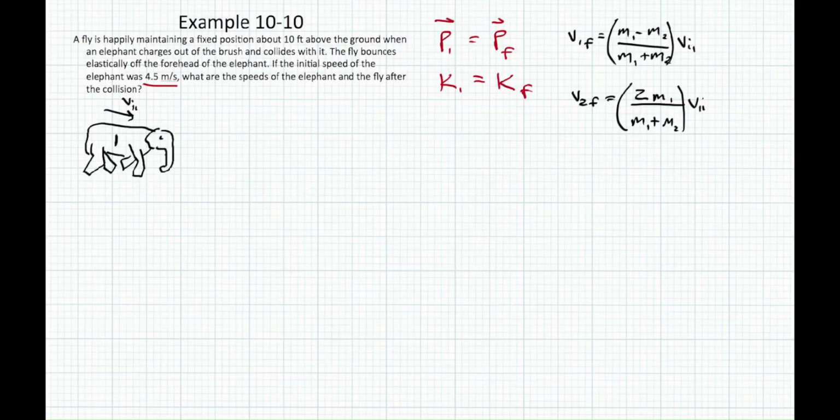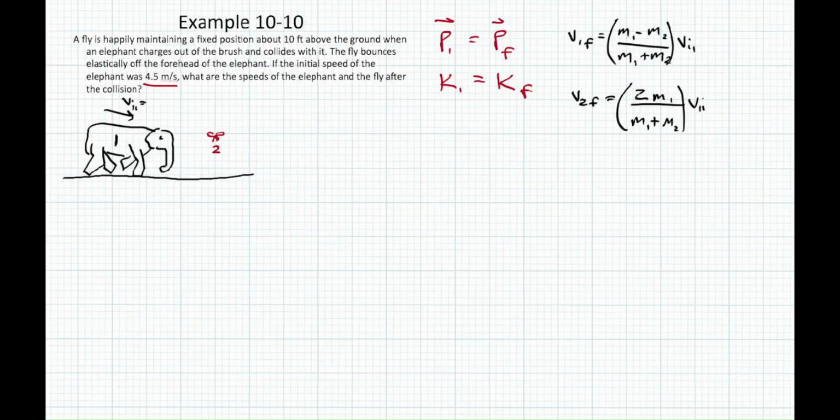Our fly is going to be hovering right here, and even though he's flying, he's not moving. There's no motion associated with this fly, so even though he's hovering in the air, he's essentially at rest. Sorry, our fly is object 2. So the question is, how fast are the elephant and the fly going to be moving after they collide?